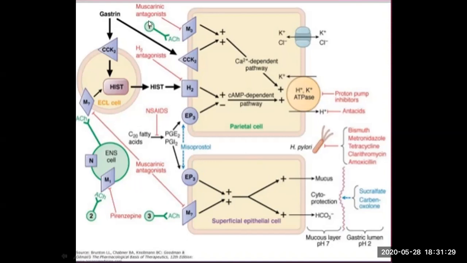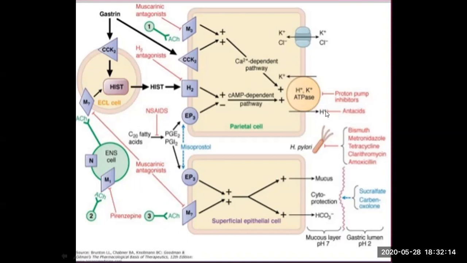Now we'll see the drugs, which should block the acid secretion and stimulate the mucus and bicarbonate secretion. So we'll see the steps where they act. Muscarinic antagonists act on the M3 receptors and block them, thereby blocking the acid secretion. H2 antagonists, that is H2 antihistaminics, block the H2 receptors and thereby inhibit the acid secretion. And the important group is proton pump inhibitors, which inhibit the H plus K plus ATPase, that is the proton pump, and thereby inhibit the major step of acid secretion.